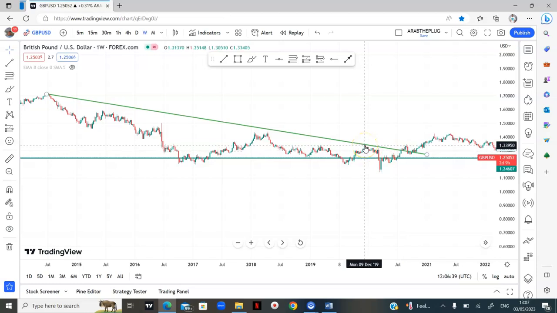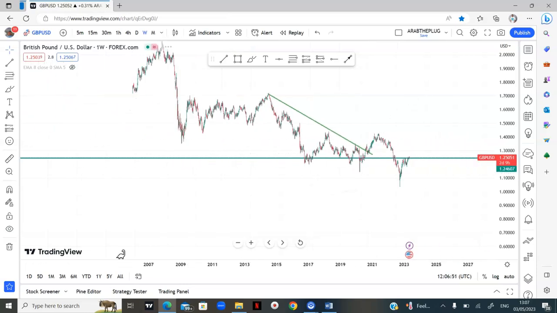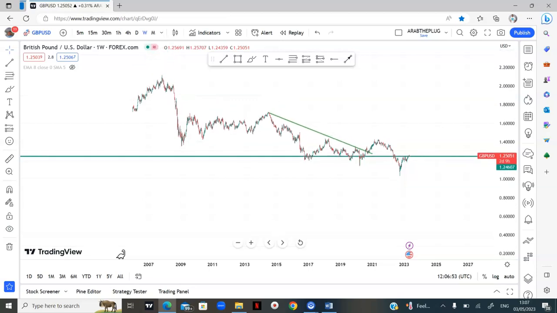So the point is that for you to have a trend line, there must be at least 2 price rejections or reversals. At least 2 touches. Let me put it that way. There must be at least 2 touches.